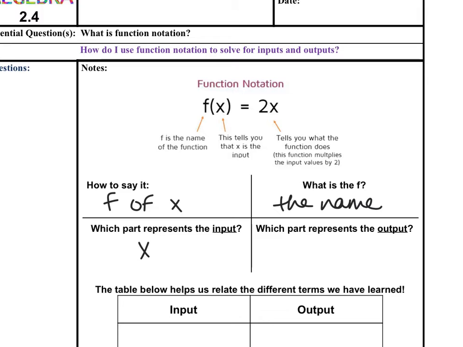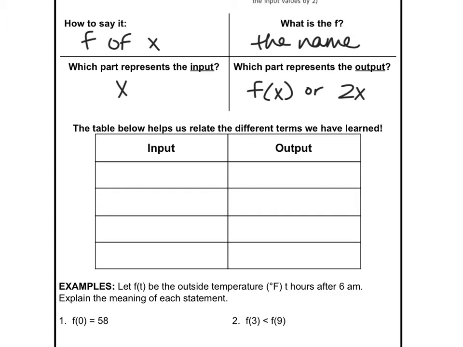And then f of x, or 2x, is your output. So like the big thing. F of x is the output. If you plug in something to 2x, you're going to get the output. You should know that inputs are your x values, right? What are your outputs? Yeah, they are. Okay.